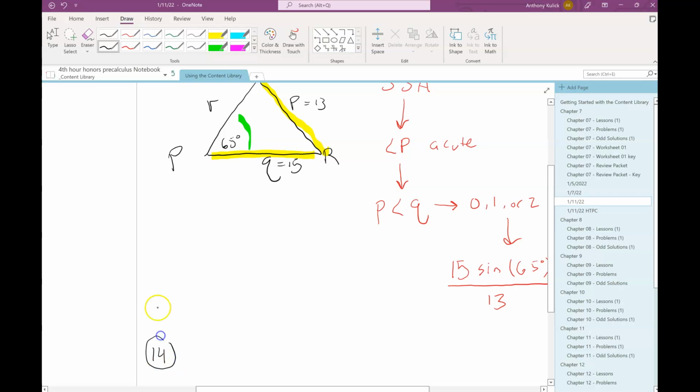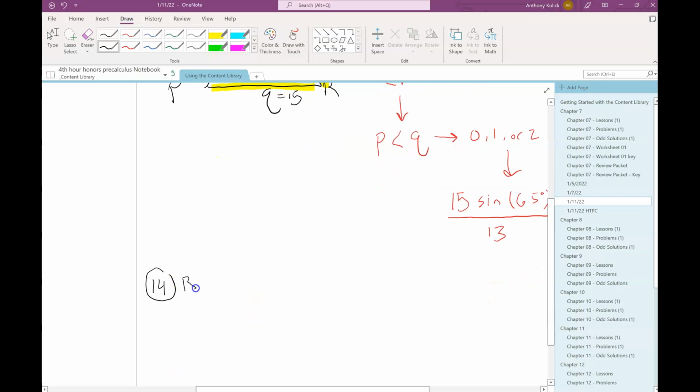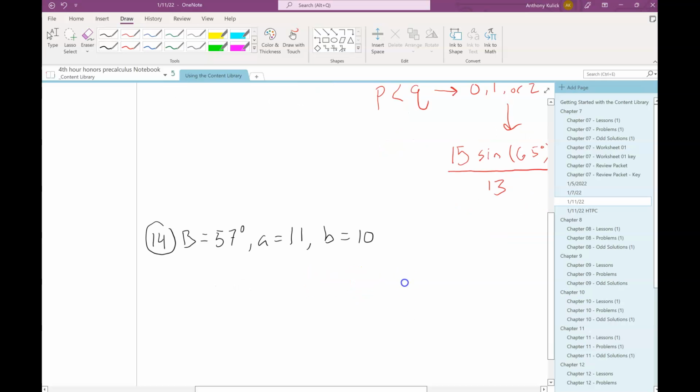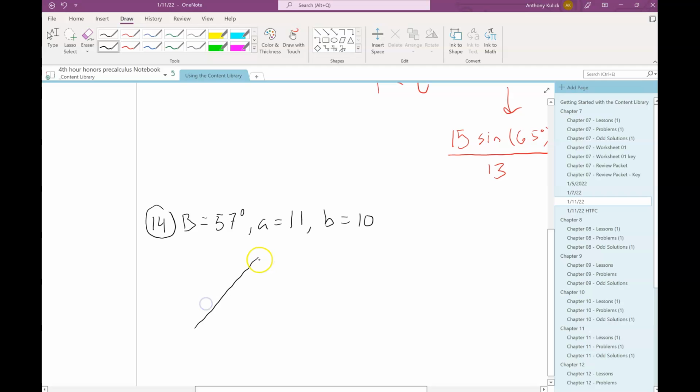So 14 says we can make 2 triangles. So the directions have already told us we're in a 2 triangle situation. So I can skip a bunch of those steps and go right into the solving part, because we've already been told what's going on.